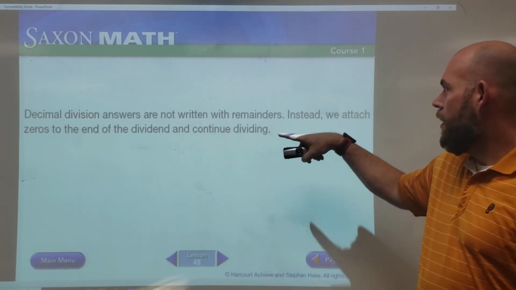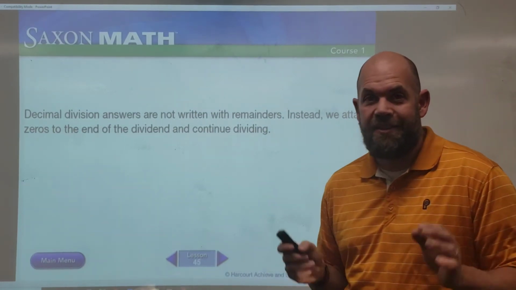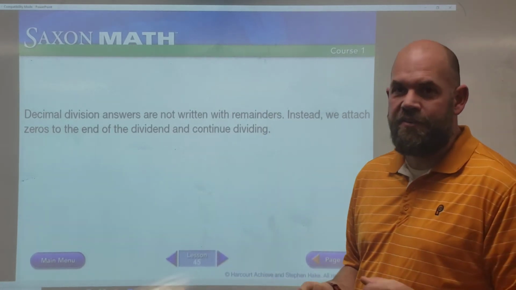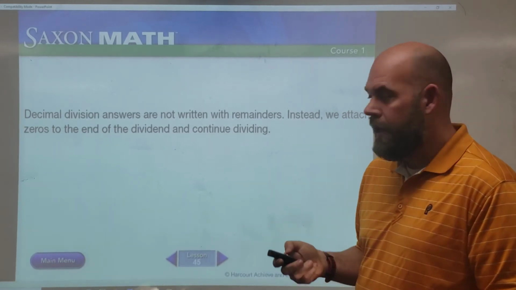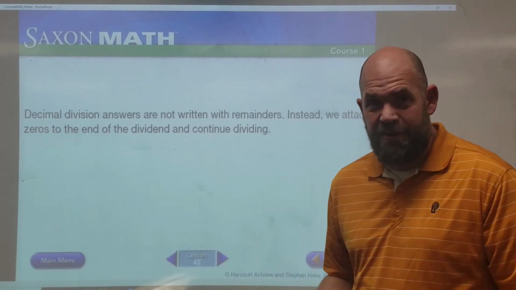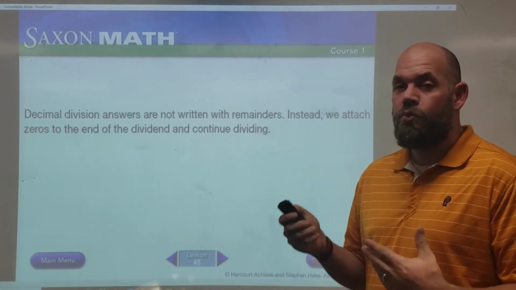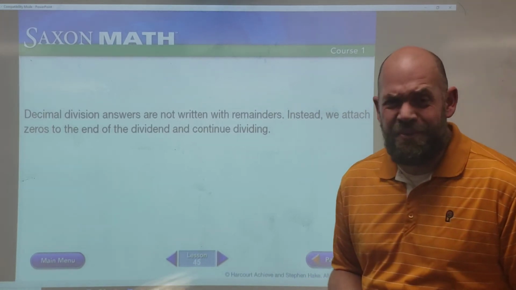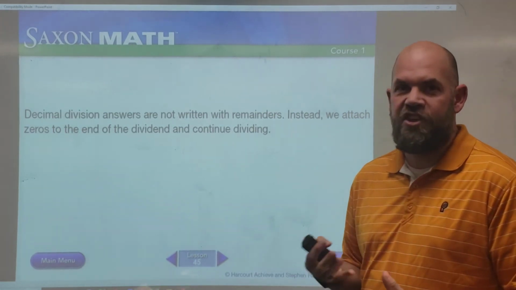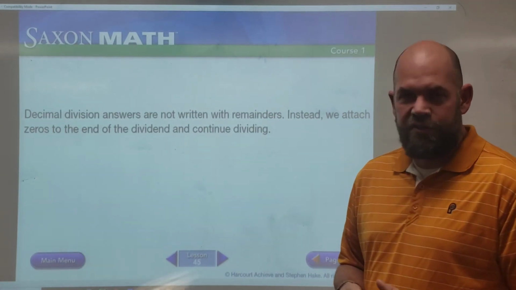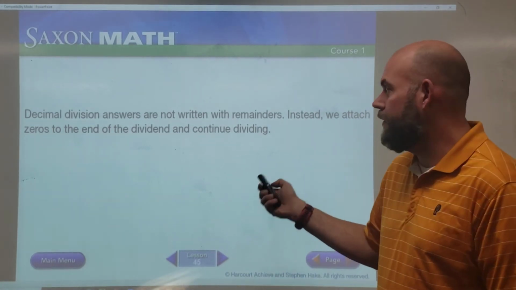Decimal division answers are not written with remainders. Instead, we attach zeros to the end of the dividend, and we keep dividing. Now this is what I've been wanting to do all year long. Instead of saying remainder 2, or when we did it with fractions, remainder 2 over 3, now we get to find the exact answer. We don't have a remainder anymore. We're going to give you the exact number. That's what decimals do for us, which is why in the real world, we never use remainders. When I'm calculating how much change I get or how much interest I'm paying, I never say remainder 4 or remainder 1/2. I always do it in decimals. So now we finally get to learn how to do that.